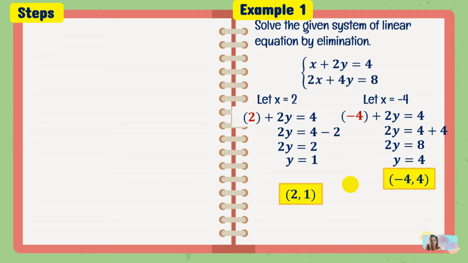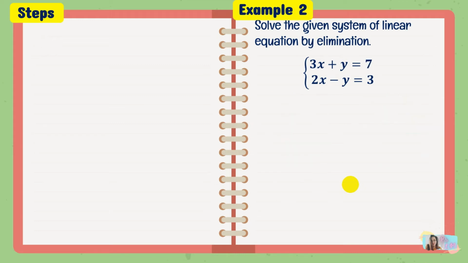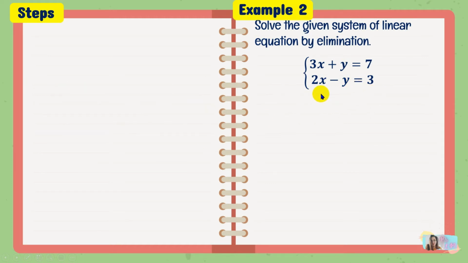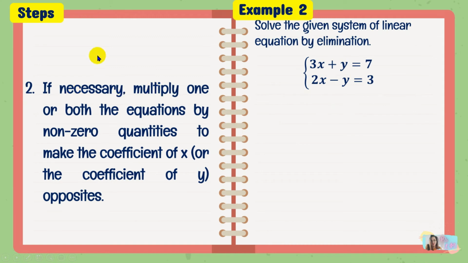So, that's for example number 1. Now, for our example number 2. So, we have here 3x plus y is equal to 7 and 2x minus y is equal to 3. And again, for step number 1, pareho naman po silang standard form. So, proceed na tayo sa step number 2. We have to multiply, if necessary, one or both of the equations by a non-zero quantity. So, hahanap ulit tayo ng pwede nating i-multiply na number para maging additive inverse siya nung kabilang term. Okay?